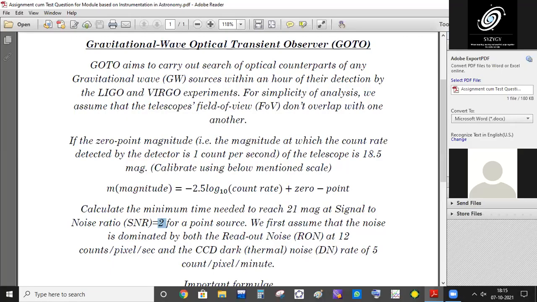Okay. Is my shared screen visible? Just tell me that. Yes, sir, it's visible.